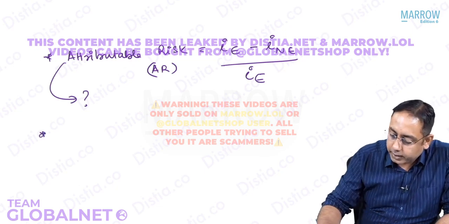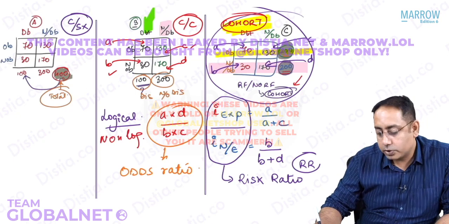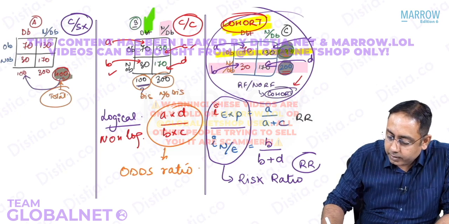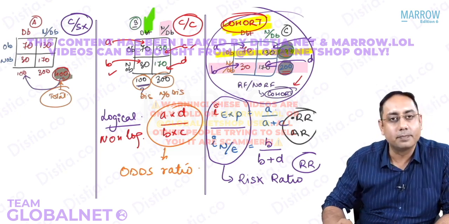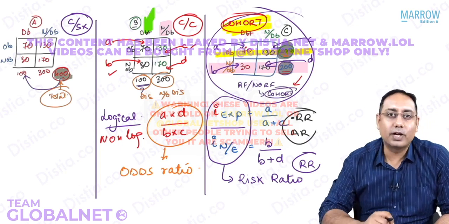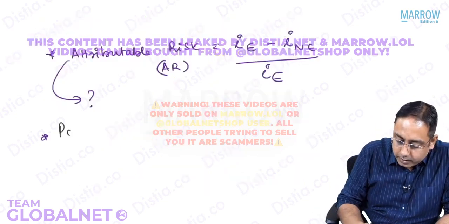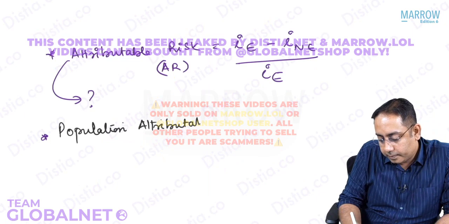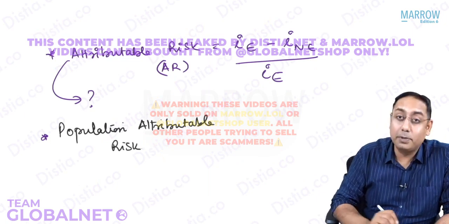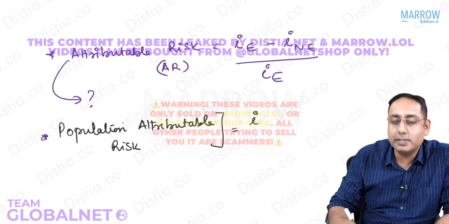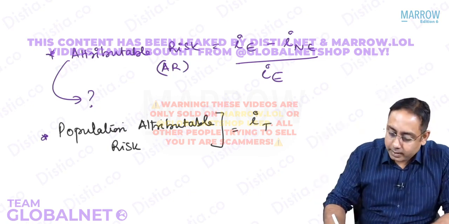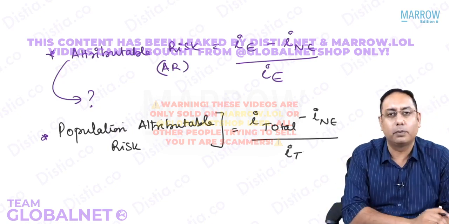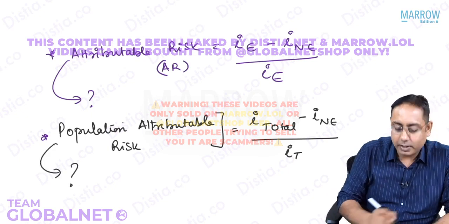Next, in this cohort study, do you also know that we can calculate something else? What did I tell you till now? We calculate the relative risk and we have calculated the attributable risk. Apart from this, in the cohort study, we can also calculate something called the population attributable risk. What is this population attributable risk? It is given by the formula incidence in the total population minus incidence in the non-exposed, divided by incidence in the total population.